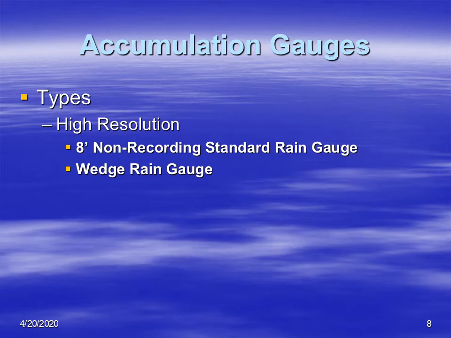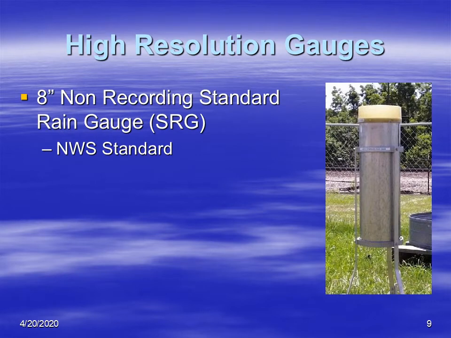This is what the National Weather Service has used for a long time. They use the 8-inch, that's feet, it says 8 feet, that's supposed to be 8-inch non-recording standard rain gauge. And then there's another one also we're going to look at a little bit later in another video, and that'll be the Wedge rain gauge. So there is your 8-inch non-recording standard rain gauge, or SRG. As I said, it was a national weather standard for years and years, and actually they still use the 8-inch standard rain gauge at most locations. They make that measurement and then also use the ASOS measurement.